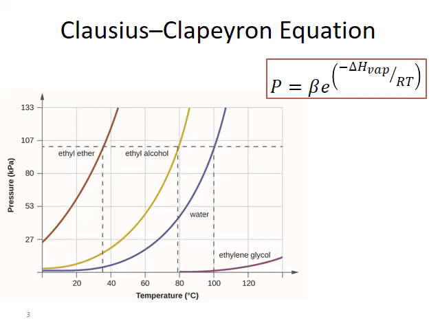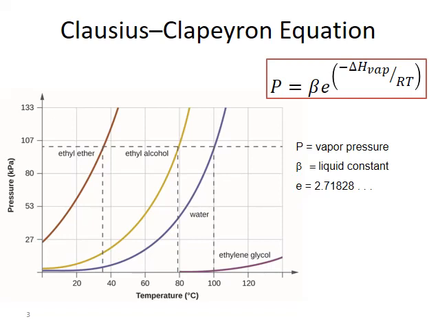In this equation, the variable P represents the vapor pressure of a pure liquid. The Greek letter beta is a constant that depends on the identity of the liquid. E is Euler's constant, which you may remember encountering in algebra class. The expression in parentheses is actually the exponent portion of the equation. The base E is raised to whatever value this expression gives us.